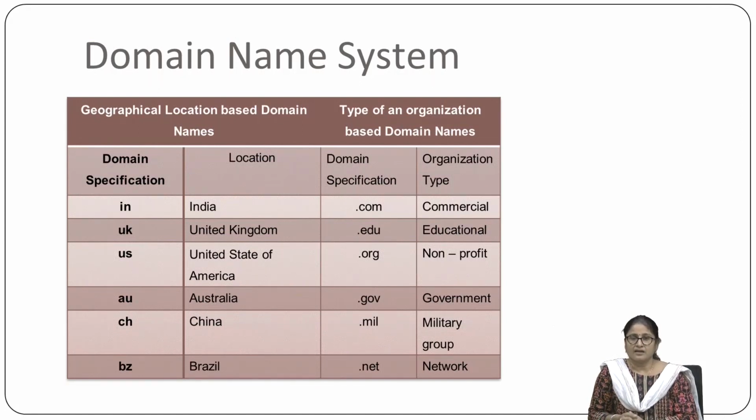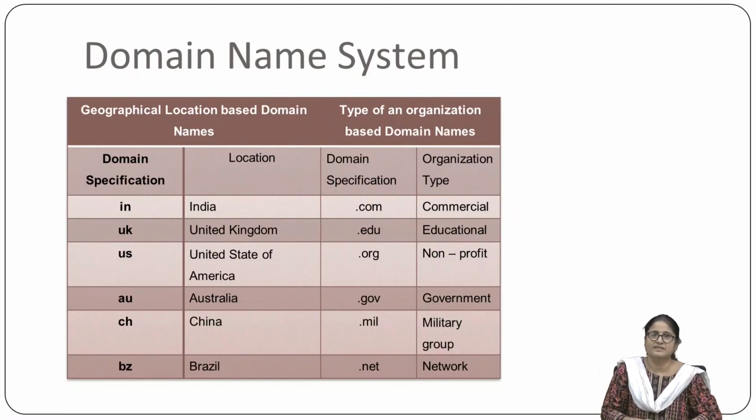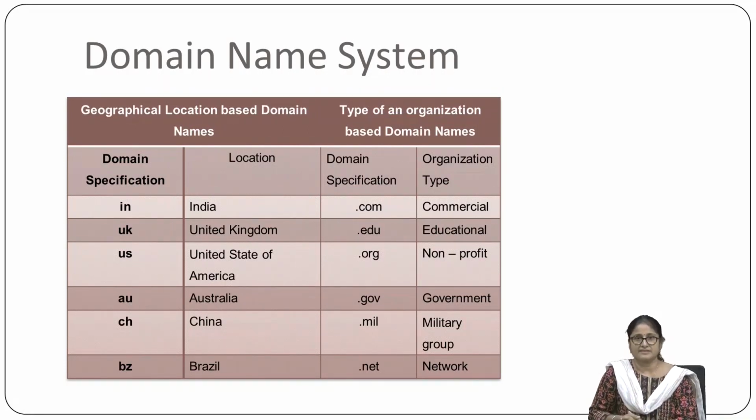In the same way, according to the type of organization, domain name specification is done. For example, a commercial website or commercial organization has .com. If there is an educational website, it has .edu. For a non-profit organization, .org, and if there is a government organization, the domain name has .gov. You must have seen such kinds of domain names at present. So the domain name system is basically a mapping of the IP addresses and their corresponding names.